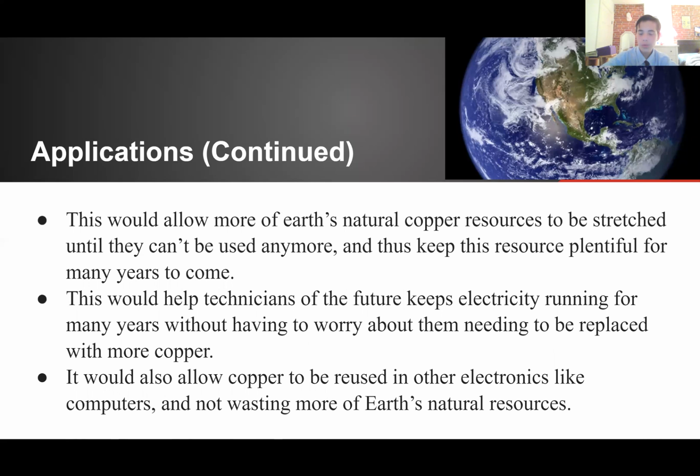This would allow more of Earth's natural copper resources to be stretched until they can't be used anymore, and thus keep this resource plentiful for many years to come. This would help technicians of the future keep electricity running for many years without having to worry about them needing to be replaced with more copper. This would also allow copper to be used in other electronics like computers and not wasting more of Earth's natural resources.